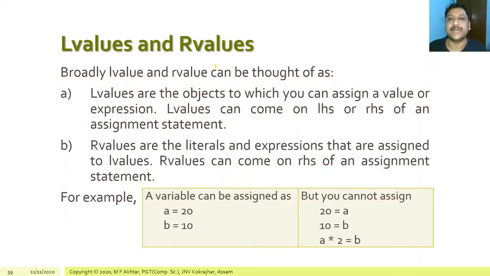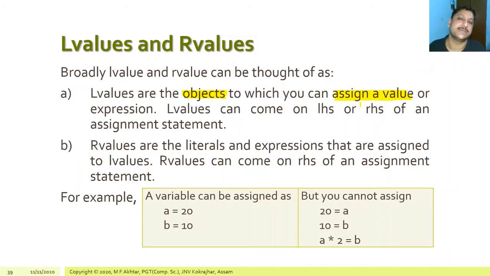Now L values and R values. Any variables which we create are associated with L values and R values. Now understand what these things are, L value and R value. Broadly, L values can be thought of as the objects to which you can assign a value. Means a value is given to that name or object.